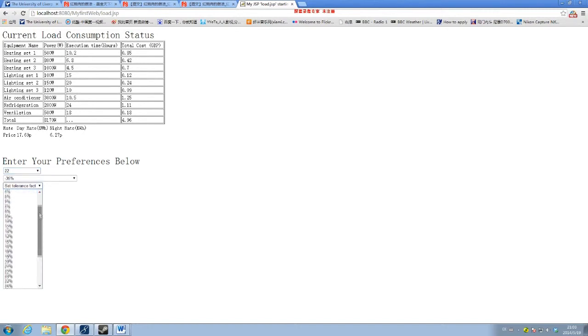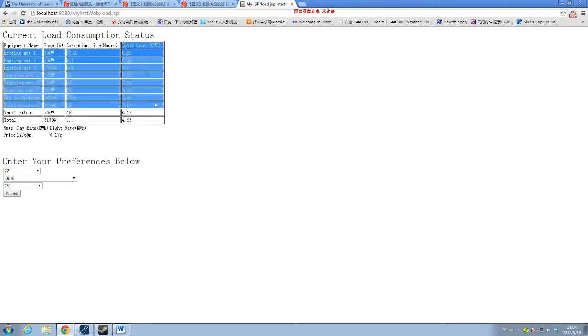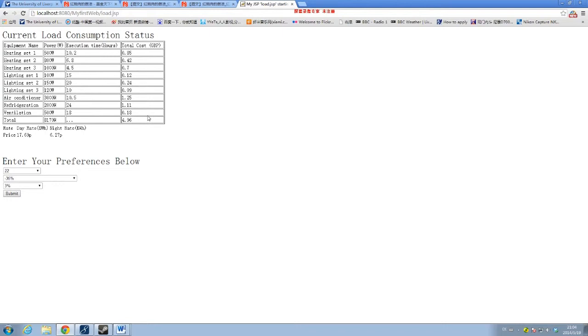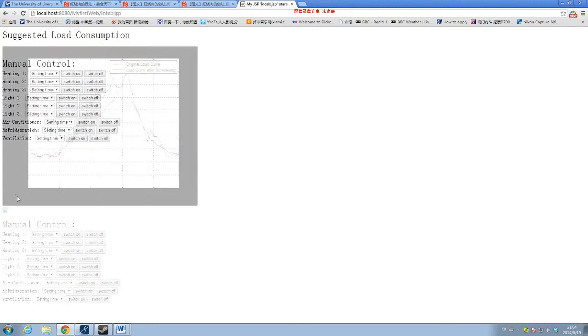So here we go. We can also set a tolerance factor. The higher the tolerance factor, the less you care about the set temperature. If it's cold, you are okay with that. Or you set your tolerance level to a low level, which means you care much about your comfort. You don't care much about the cost. You want to lower your cost as much as possible, unless you get uncomfortable. So once you set these preferences, you click on submit.